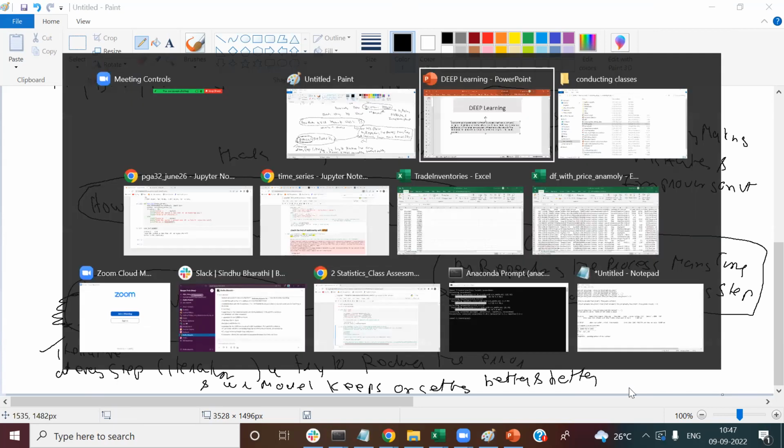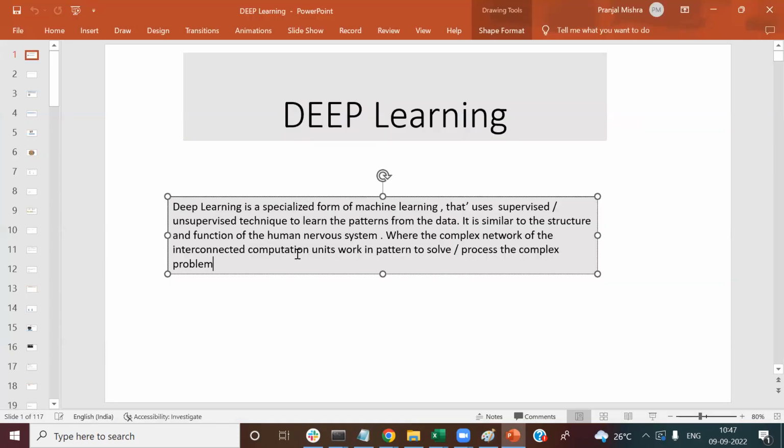So as of now, I don't think there are any notes. Now, deep learning is a specialized form of machine learning that uses supervised and unsupervised techniques to learn patterns from the data. It is similar to the structure and functioning of the human nervous system, where a complex network of interconnected computation units work in pattern to solve complex problems.